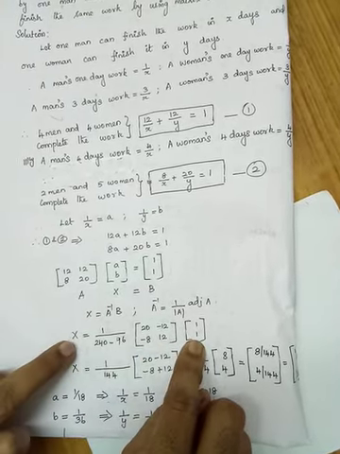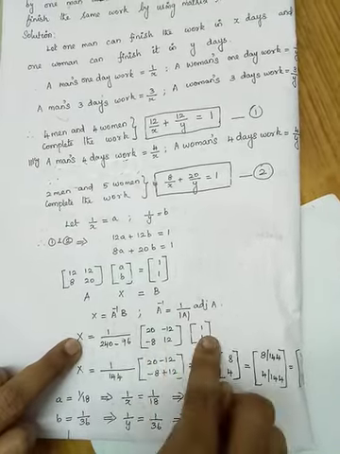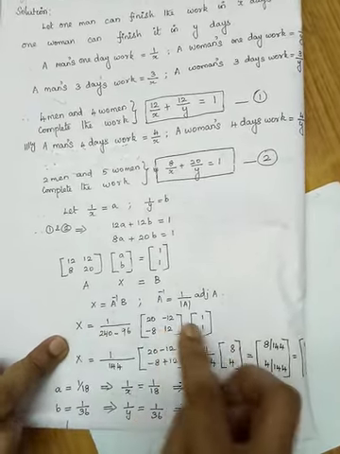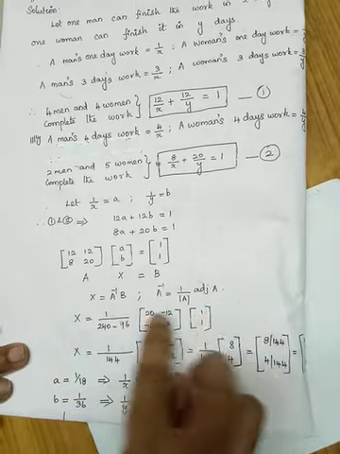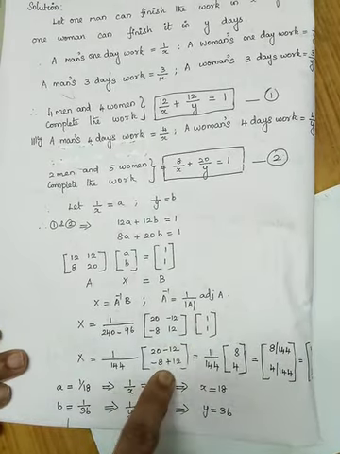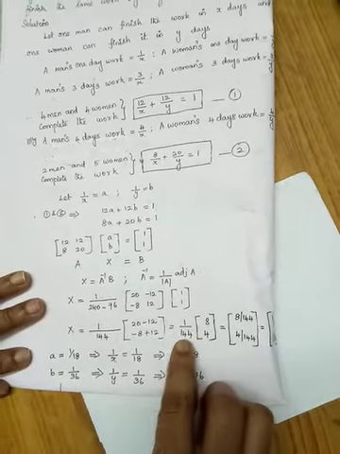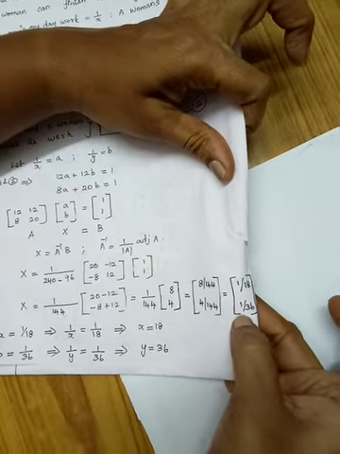Because I have written it as X, in the same step I have written X. So 1 by determinant A into adjoint A into B. While you are multiplying these two matrices, you will get this answer. The answer is 8 and 4. When you divide by 144, you will get 1 by 18 and 1 by 36.